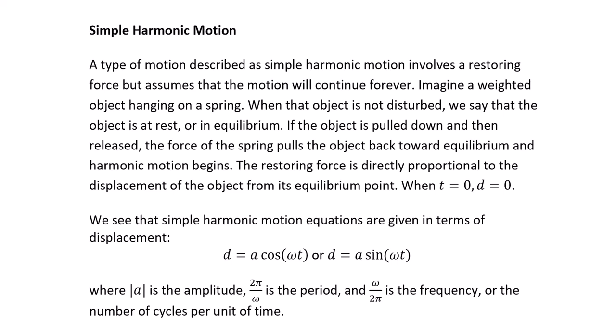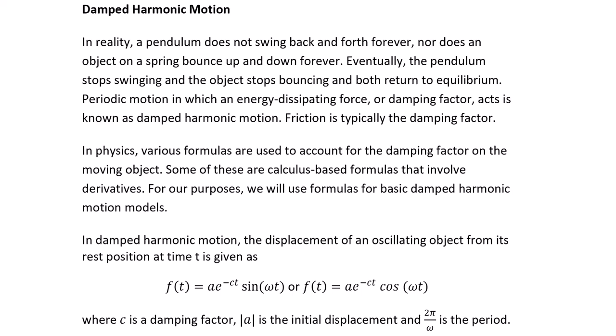We see that simple harmonic motion equations are given in terms of displacement. Displacement d is equal to a cosine of omega t, or d equals a sine of omega t. Absolute value of a is the amplitude. 2 pi over omega is the period, and omega over 2 pi is the frequency, or the number of cycles per unit of time. Now let's talk about damped harmonic motion.